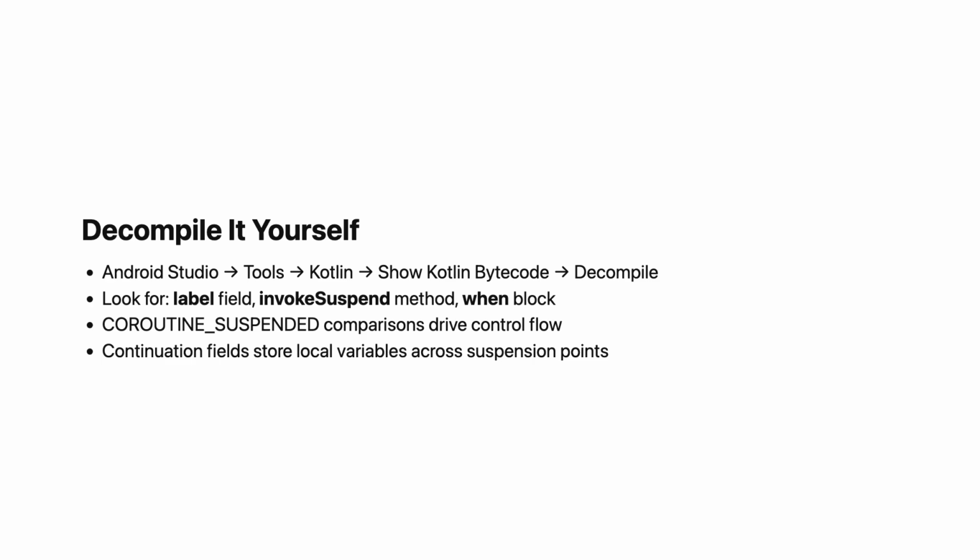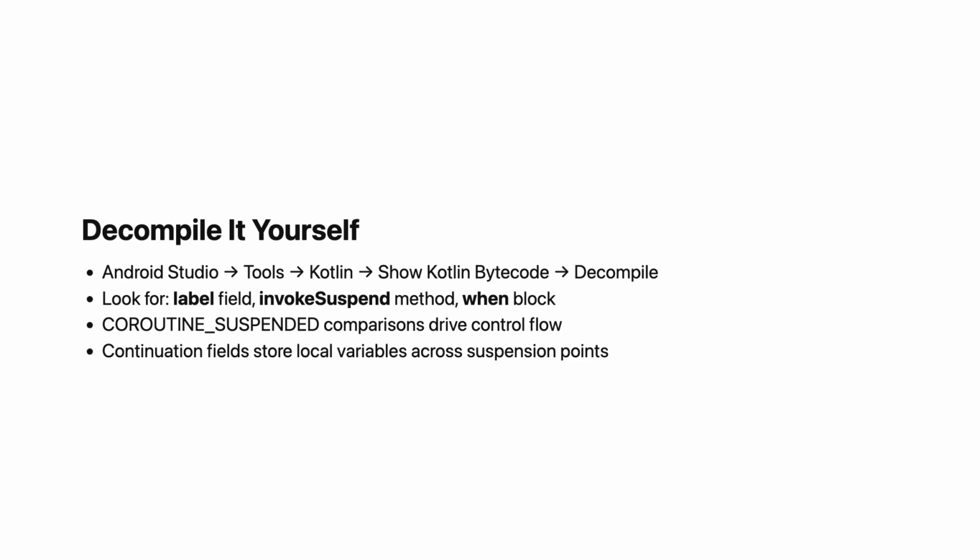The label drives the state machine, the fields on the continuation store the surviving local variables. The COROUTINE_SUSPENDED sentinel controls whether execution continues or pauses. I highly recommend doing this at least once with a function that has 2 or 3 suspension points. Seeing the generated state machine with your own eyes makes the entire coroutine model click in a way that no amount of reading documentation can match.